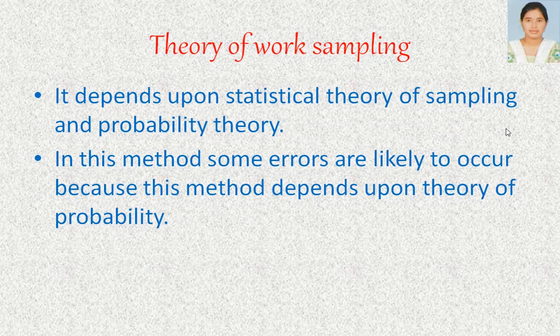Let us see what is the theory behind work sampling. It depends on the statistical theory of sampling and probability. If a sufficient number of observations are taken at random, it gives an accurate picture of the actual situation in the system. In this method, some errors are likely to occur because this method depends upon the theory of probability. Observations are not continuous but are at random. Therefore, every observation is a chance event. The errors tend to diminish by increasing the number of observations.